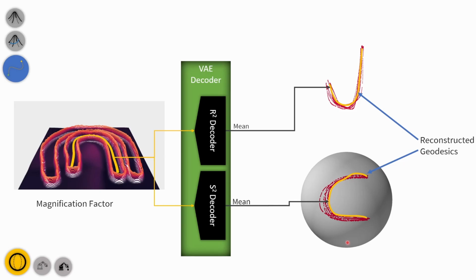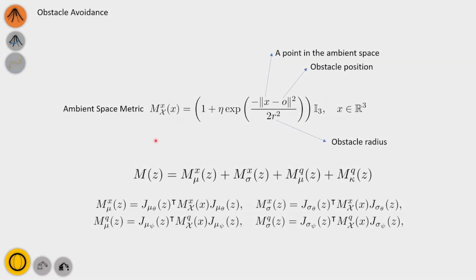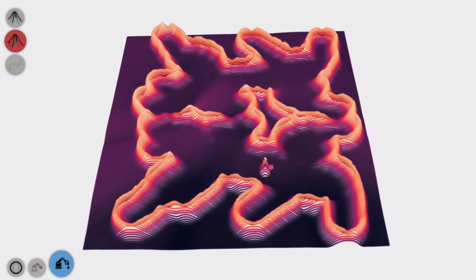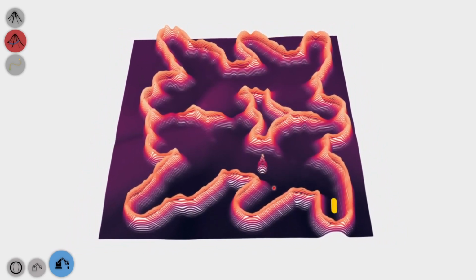But regarding obstacle avoidance, since the obstacles are not defined in the latent space, we use an ambient space metric. The simple example shows the obstacle defined as a normal distribution. This means the points in the ambient space that are closer to the obstacle will get a high value. Therefore, by multiplying this metric with the metric we already have, we get a new metric that has high energy regions around the obstacle. This short animation shows an obstacle that has a high energy region around it, which repulses the geodesics.